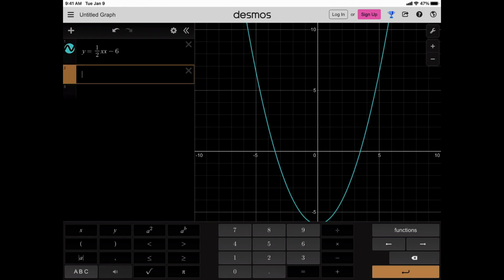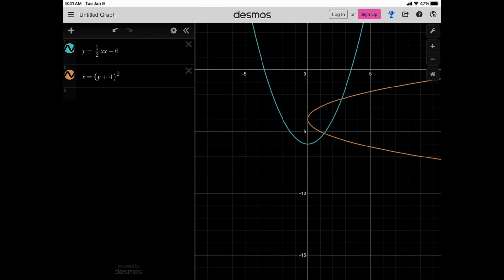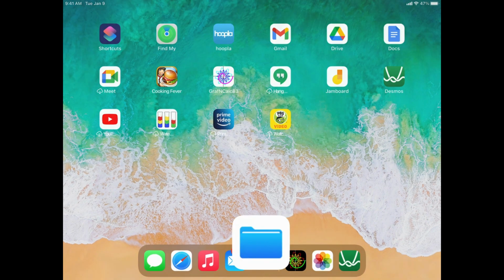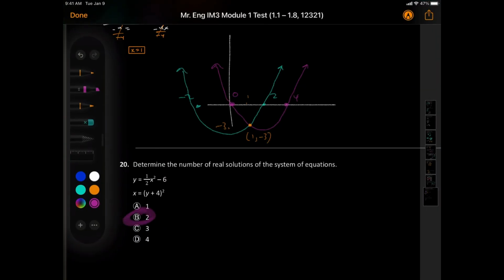Okay, my second equation is x equals (y plus 4) squared. And you'll see that I have two solutions here. I have 1 and I have 2. Okay? Now, if you wanted to do this algebraically, it would be a lot of work. You can do it either way.